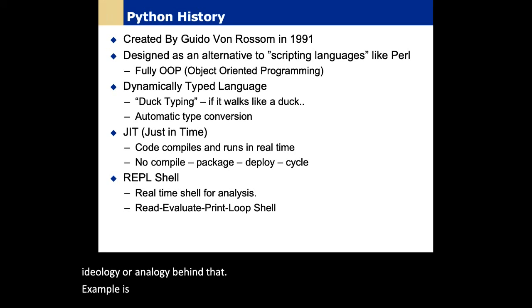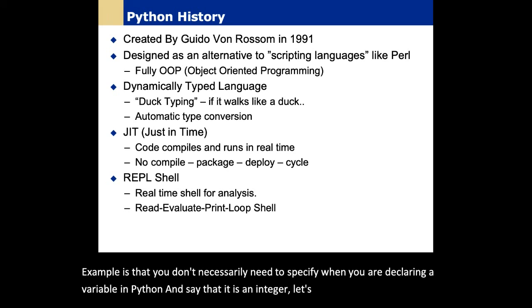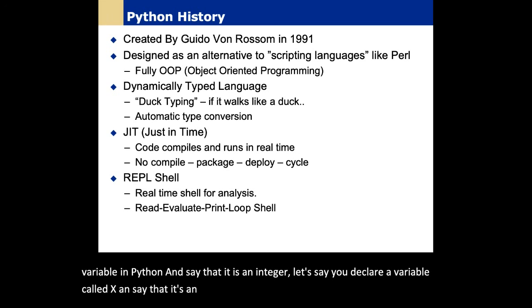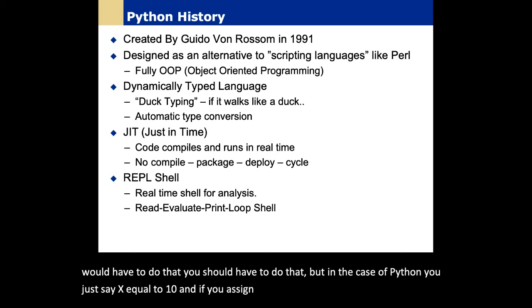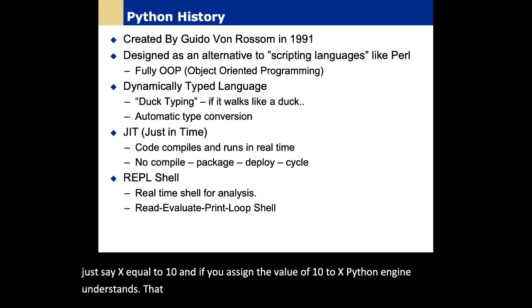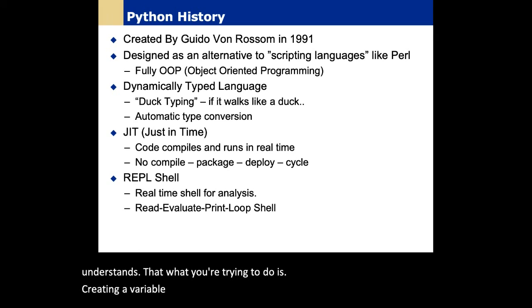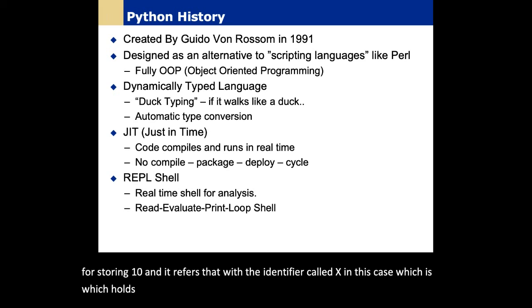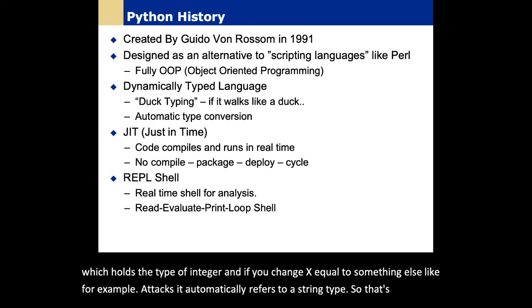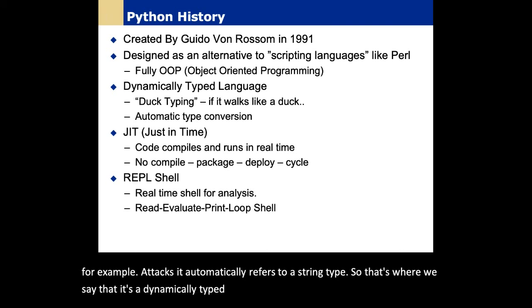So that's the ideology or analogy behind it. The example is that you don't necessarily need to specify, when you are declaring a variable in Python, that it is an integer. Let's say you declare a variable called x and say that it's an integer. In other languages like C, C++, and Java, you would have to do that. But in Python, you just say x equal to 10. If you assign the value 10 to x, the Python engine understands that you're creating a variable to hold an integer. It creates the slot in memory for storing 10, and refers to it with the identifier x, which holds the type integer. And if you change x to something else, for example a text, it automatically refers to a string type. So that's what we mean when we say it's a dynamically typed language.